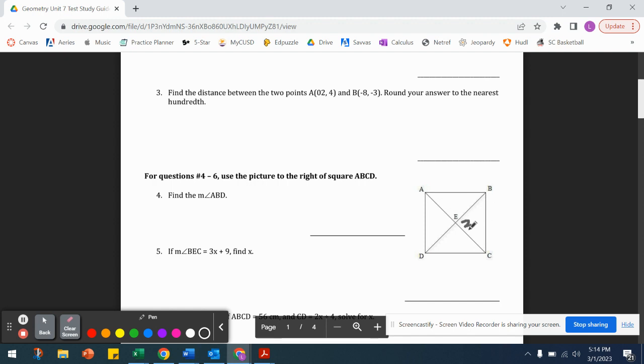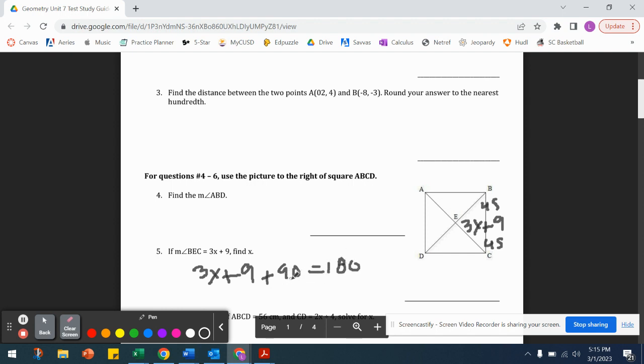The next one, problem number 5, says BEC, that this is a 3x plus a 9. And we want to figure out what x is. Well, again, remember, we just said that this angle is 45 and this angle is 45, and that is a triangle. And we know that for triangles, the three angles, 3x plus 9, plus the other two 45s, which is 90, is going to equal 180 degrees.